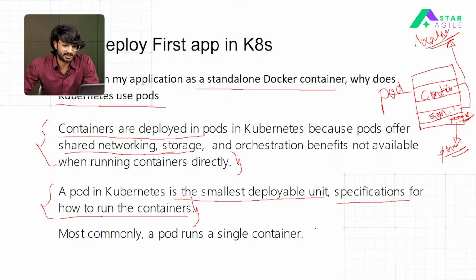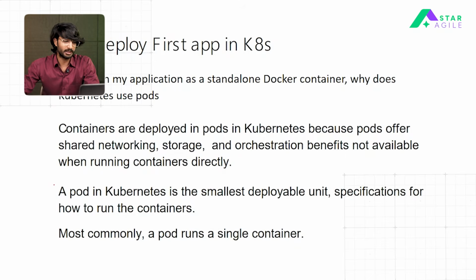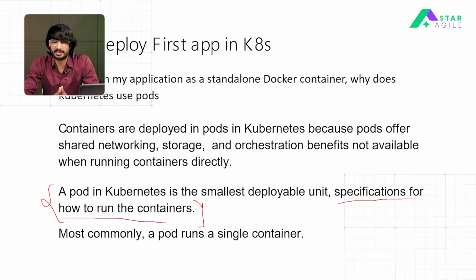So let me try to explain this with a particular example. Just imagine, okay, before this, let me try to clear the screen. If I have to look at a definition of a Kubernetes pod, it says a pod is the smallest deployable unit in Kubernetes. It specifies one more thing, that is, it provides specifications on how to run containers.